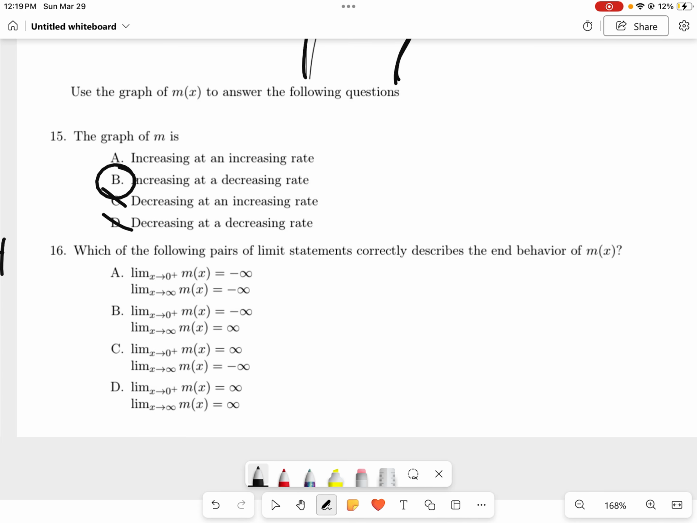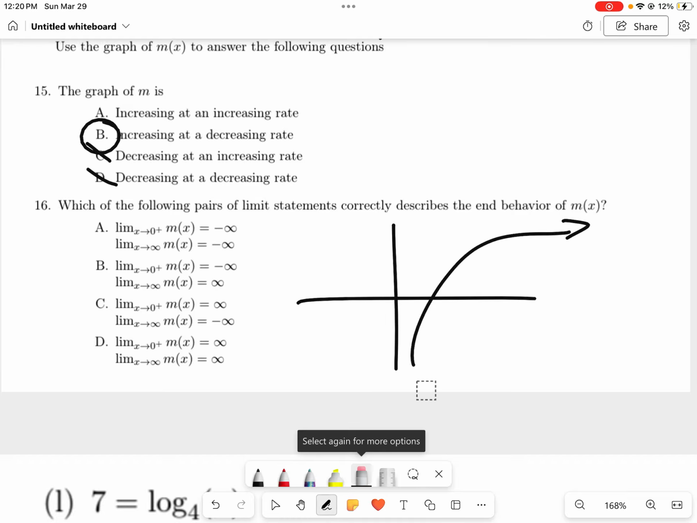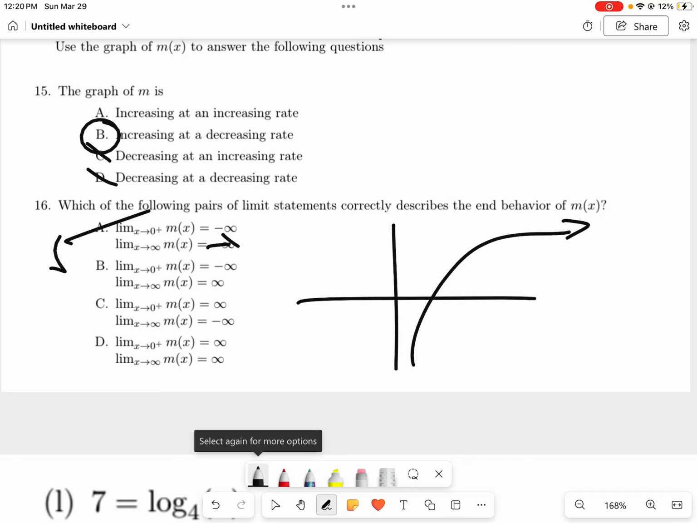Okay, so which of the following pairs is the end behavior? Well, I don't want to keep looking up, so I'm just going to plot it. It looks something like this. As x approaches 0 from the positive side, this should be going to -infinity. It works. And as x approaches infinity, it should be going to -infinity? No, that's wrong, so that's not it. As x approaches infinity, it should be going to infinity. Yep, that works. Probably B.